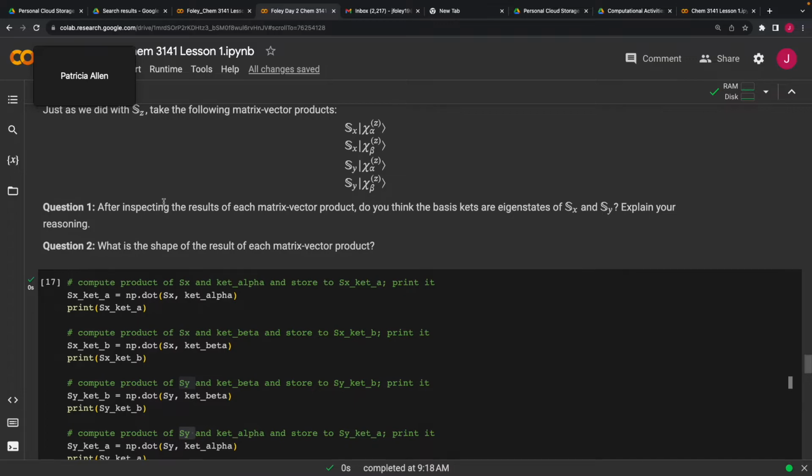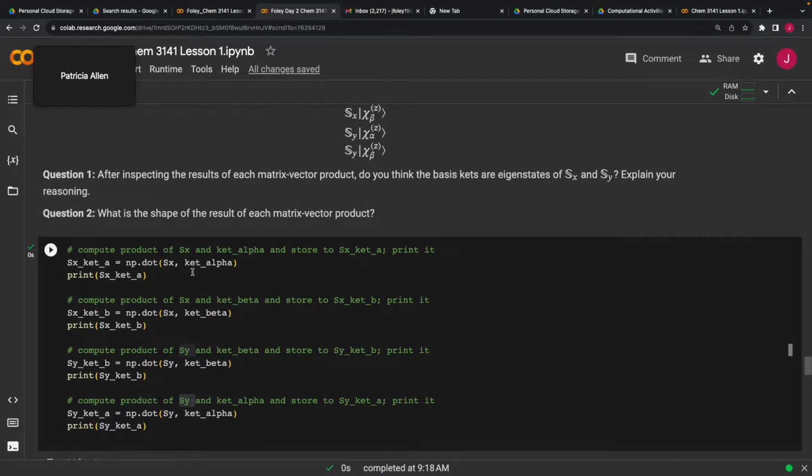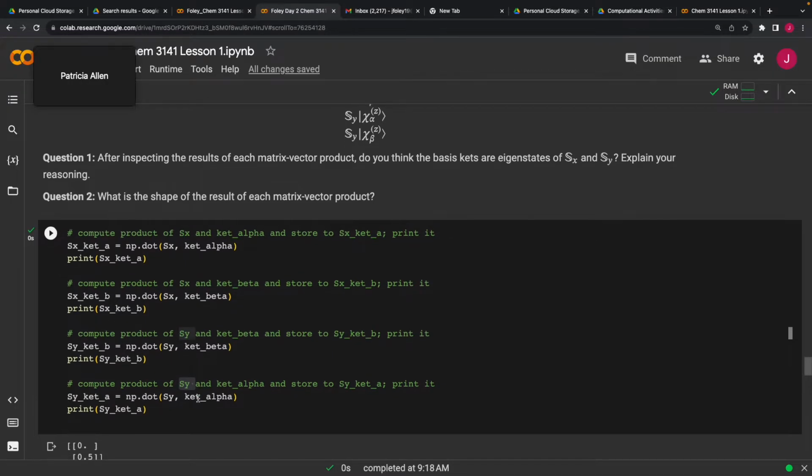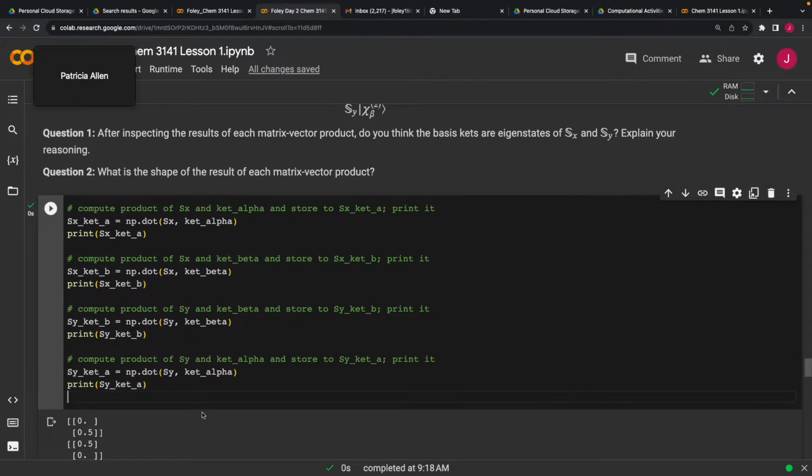Okay. Is everybody okay so far with these matrix vector products of SX, ket alpha, SX, ket beta, SY, ket alpha, SY, ket beta? Okay. Let's go ahead and retake our vote then. What's the conclusion from our empirical experiment? Is ket alpha an eigenvector of SX, yes or no? Raise your hand if you think the answer is yes. A few of you.